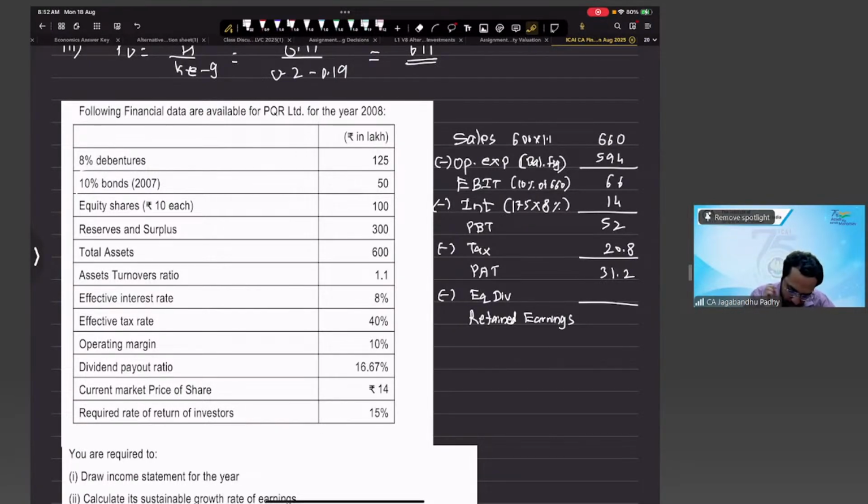So 31.2, and what's the equity dividend we are paying? Dividend payout is 16.67%. So 31.2 into 16.67%.